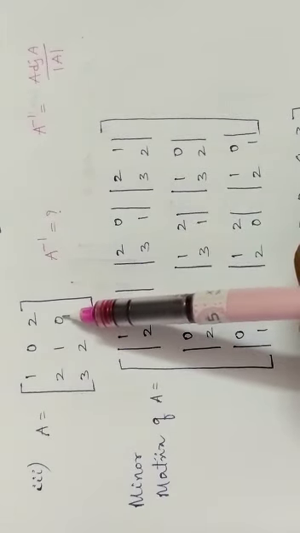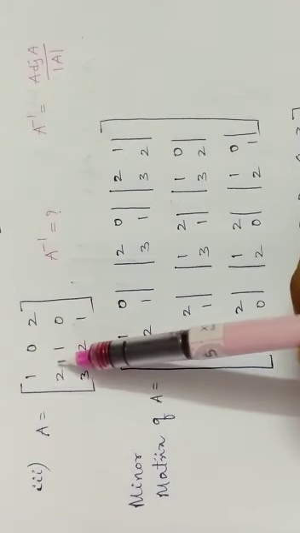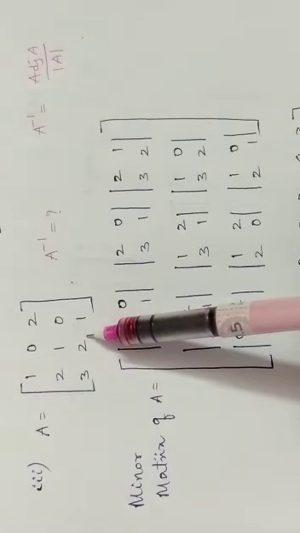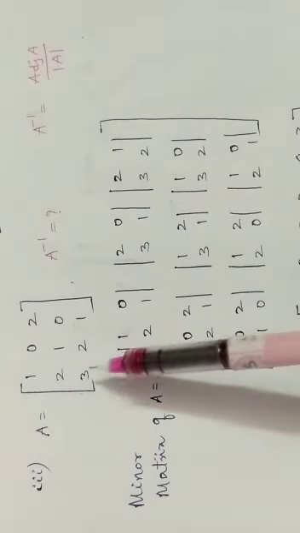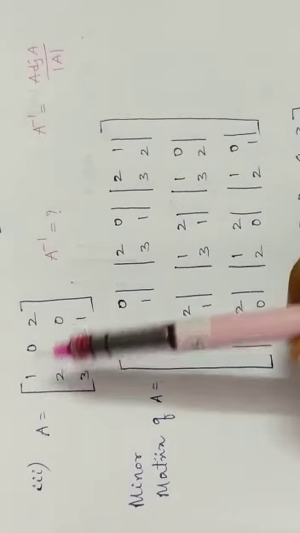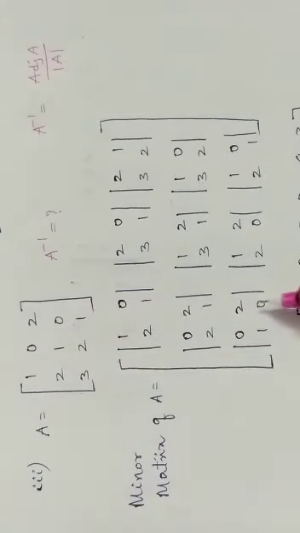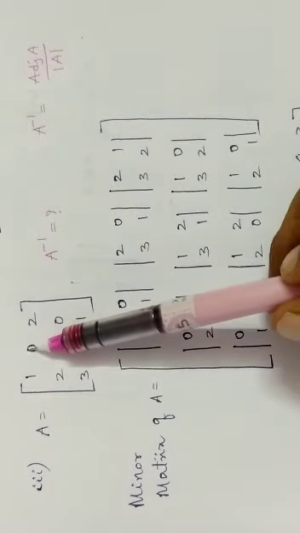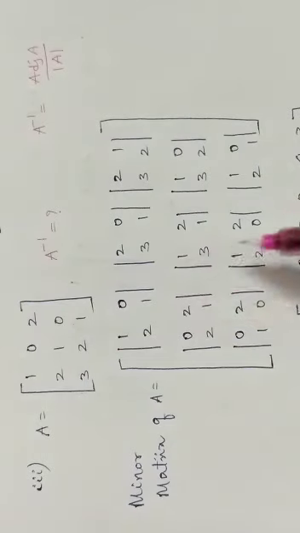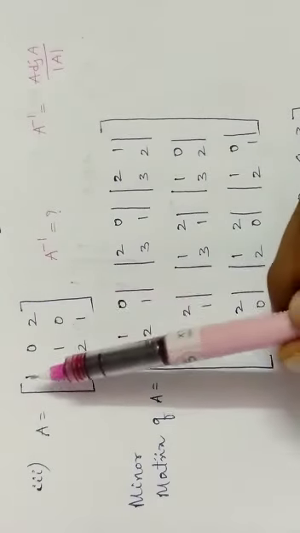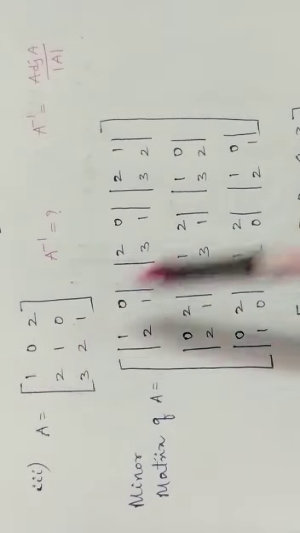Minor of 0, remove row and column. The 4 elements are 1, 0, 3, 2. Minor of 3, remove row and column: 0, 2, 1, 0. Minor of 2, remove row and column. The 4 elements are 1, 2, 2, 0. Minor of 1, the 4 elements are 1, 0, 2, 1.